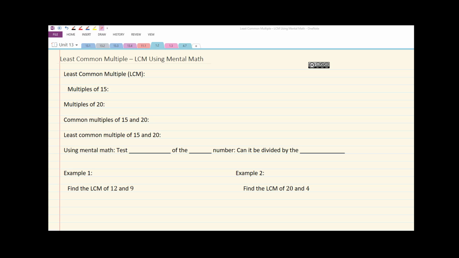Least common multiple, LCM using mental math. Least common multiple, or the LCM, is defined as being the smallest number that is a common multiple of a group of numbers.